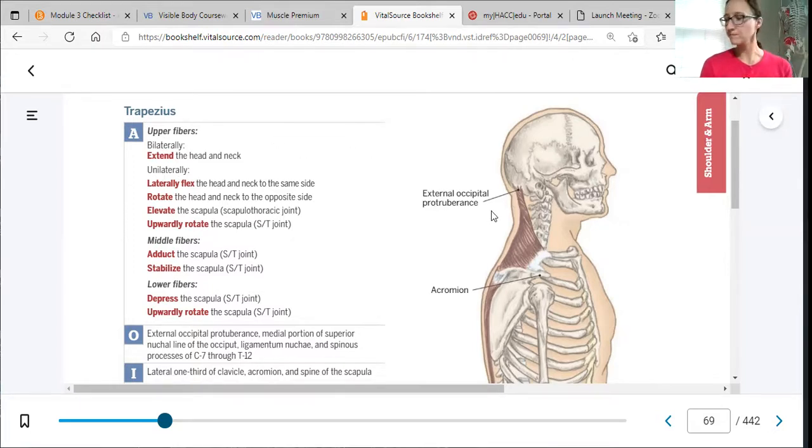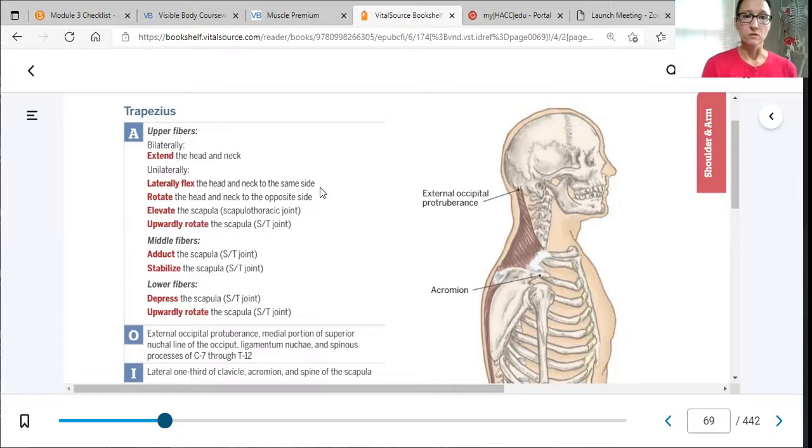Okay, you can see, that's actually not a very good picture at all, but you could see that if both fibers contracted at the same time, both sides, they're going to pull the head and neck into extension. That's a bilateral action. Unilateral action, on the other hand, is if just one side of upper traps contracts. And because it attaches to the midline of the body, because it attaches along the ligamentum nuchae there, we can have rotation and we can have lateral flexion, okay?